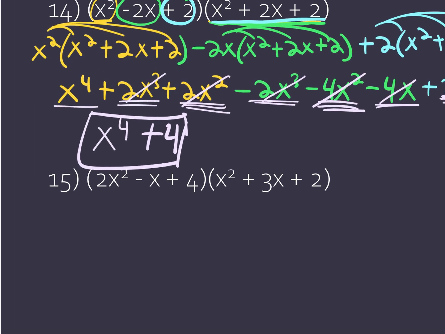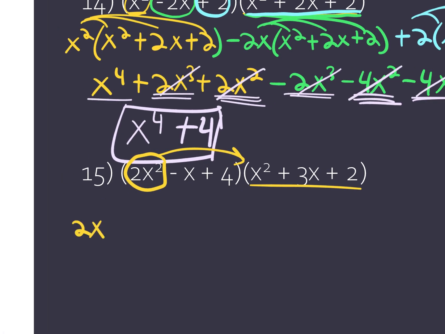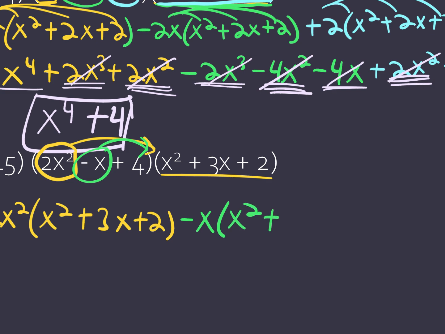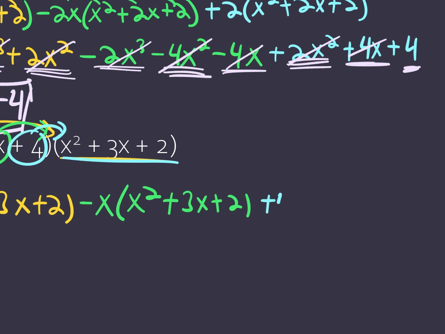All right, I'll do it the exact same way. I'm going to take that first term, distribute it to this. So that's going to get us 2x squared times this trinomial. Then we're going to get a negative x times this trinomial. And then we're going to get a plus 4 times this trinomial. So plus 4 times x squared plus 3x plus 2.